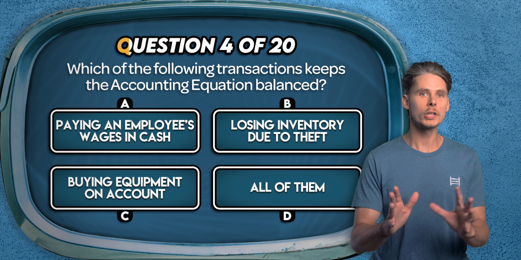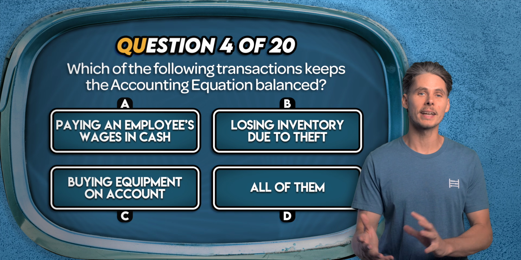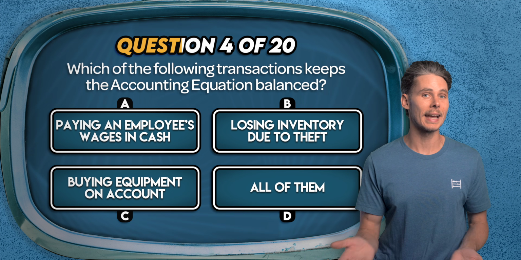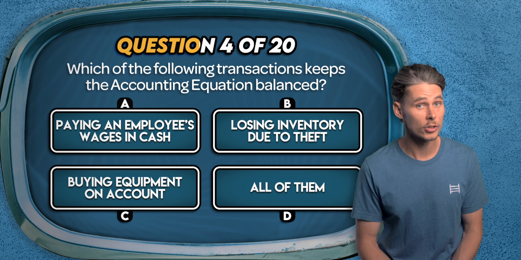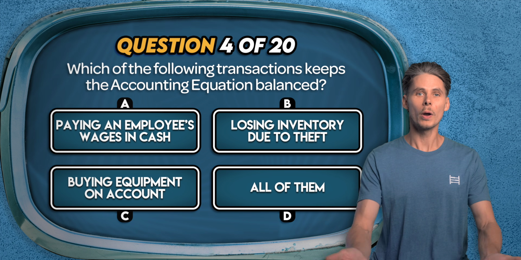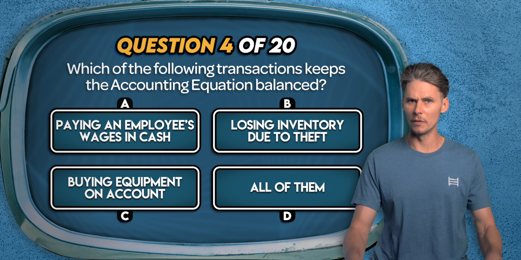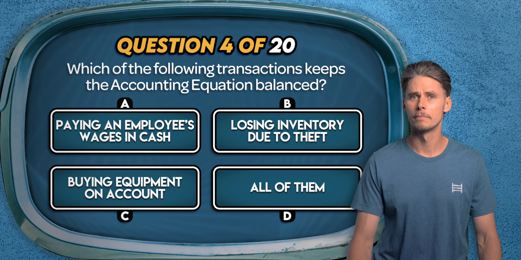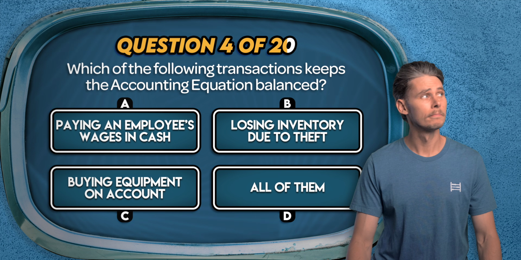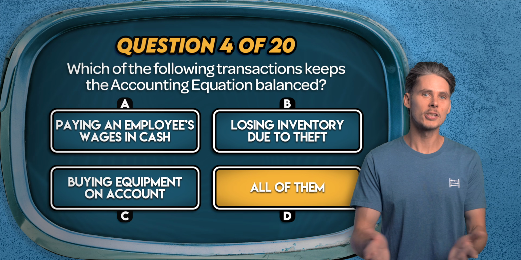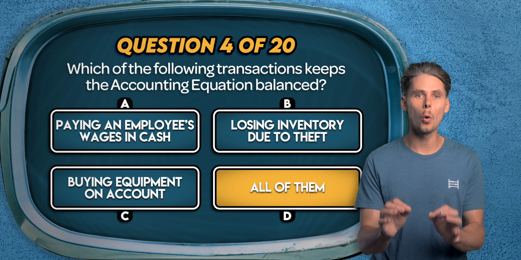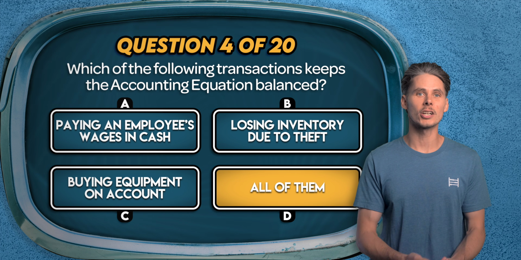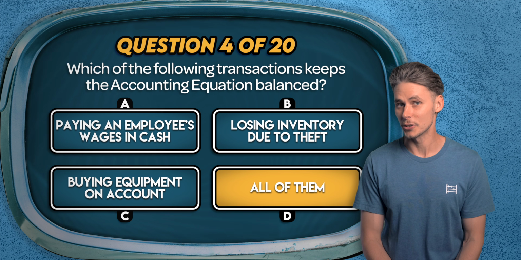Question 4. Which of the following transactions keeps the accounting equation balanced? Is it paying an employee's wages in cash, losing inventory due to theft, buying equipment on account, or all of the above? It's D. In double entry accounting, assets must always equal liabilities plus equity. So every transaction keeps the accounting equation balanced.